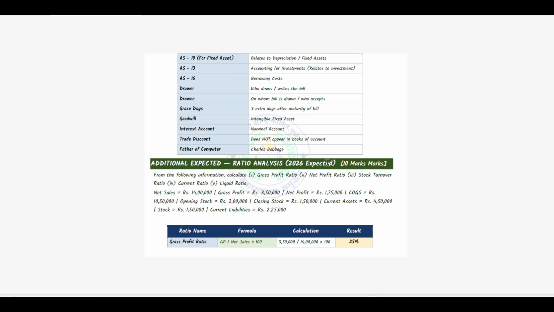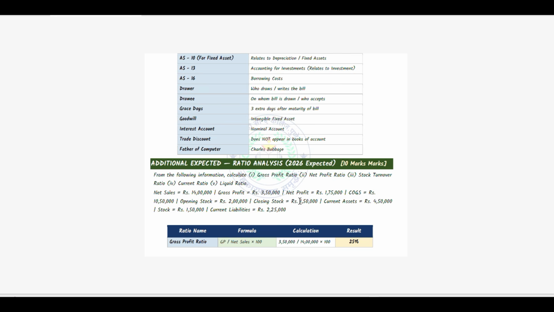Additional, expected: ratio analysis actually, because we are just trying to get some of the questions which can be asked. From the following information, calculate gross profit, net profit, stock turnover ratio, current ratio, and liquid ratio. That carries maybe 10 marks actually. Net sales of 14 lakh rupees, gross profit 3 lakh 50,000, net profit of 1 lakh 75,000, COGS of 10 lakh 50,000, opening stock 2 lakh rupees, closing stock 1 lakh 50,000, current assets 4 lakh 50,000, stocks 1 lakh 50,000, current liabilities 2 lakh 25,000 rupees.